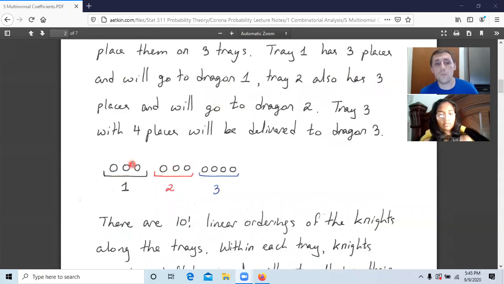So I place all the knights. If I place all the knights, that corresponds to 10 factorial. Since each knight is a unique individual, there are 10 factorial distinct arrangements on the trays. But some of those arrangements do not change their destinies, right?